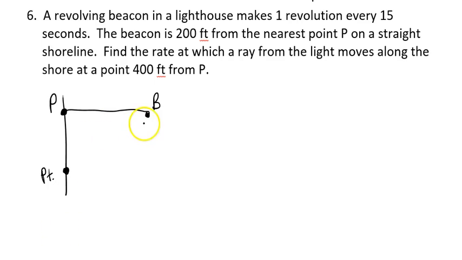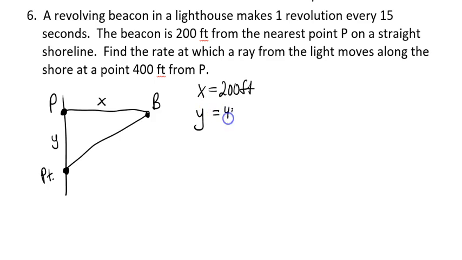And again, if you look, we're kind of making a triangle. So I'm going to make a triangle out of it. I'm going to call my horizontal side X and my vertical side Y. And I know both of those values. The distance from the beacon to point P is 200. And the distance from point P and to that other point that they're talking about is 400. So I know those two values, but again, we don't ever plug in till the end, so I'm going to go ahead and call them X's and Y's in my picture.